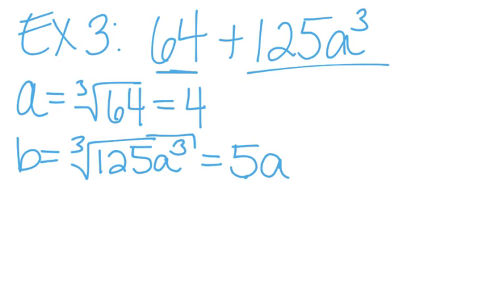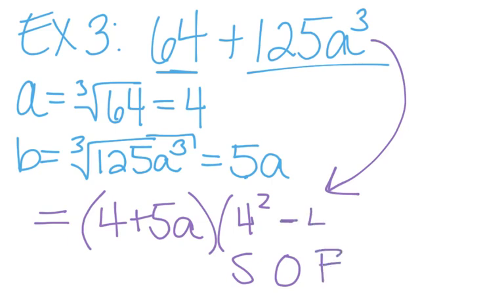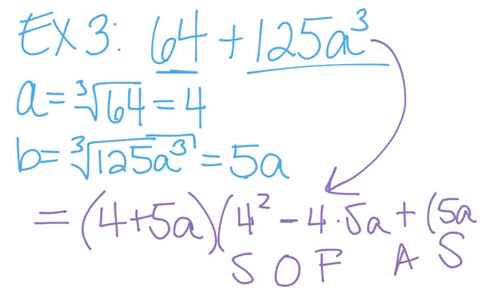Okay, so let's do our factorization down here. So the factorization is our a plus b, so 4 plus 5a, and then S for squaring the a value. In this case, not 5a. Our a value was 4, so this is 4 squared. O for opposite sign, so minus. F for factors, multiplying them. That's going to be 4 times 5a. A for addition, and then S for squaring b. So that's 5a squared.